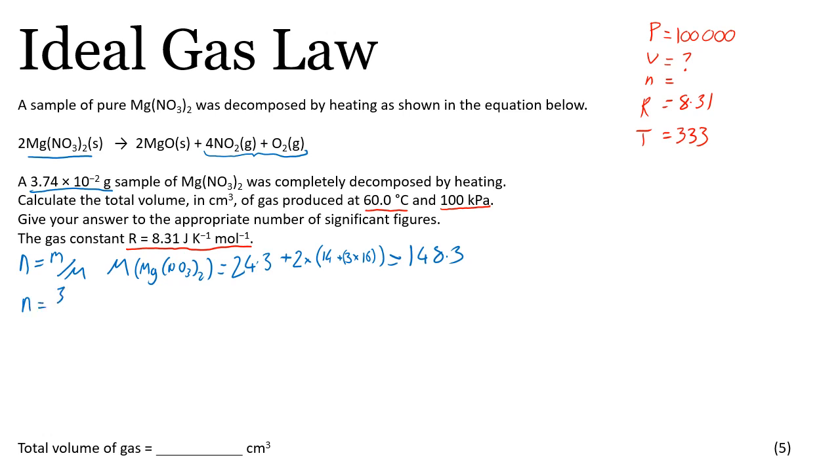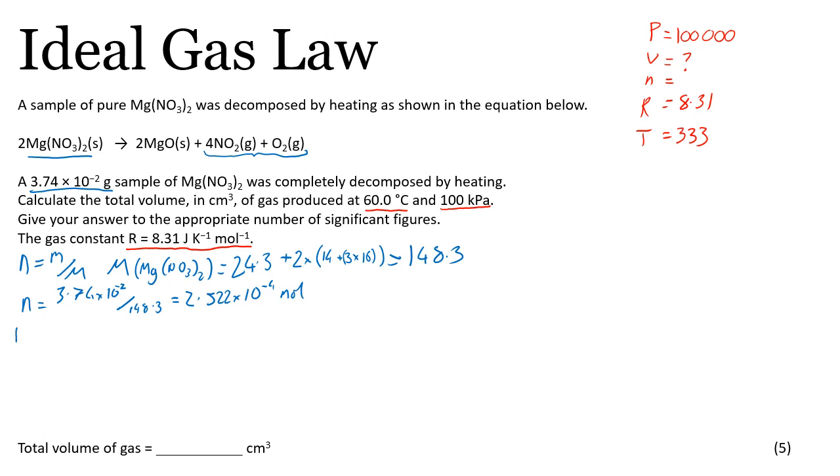So now I can actually work out the number of moles. The mass, 3.74 times 10 to the minus 2, which is in the question. Don't forget the minus, that's quite important. Divide by the molar mass I've just worked out, and therefore the number of moles is going to be 2.522 times 10 to the minus 4. Now that is my moles of the magnesium nitrate.